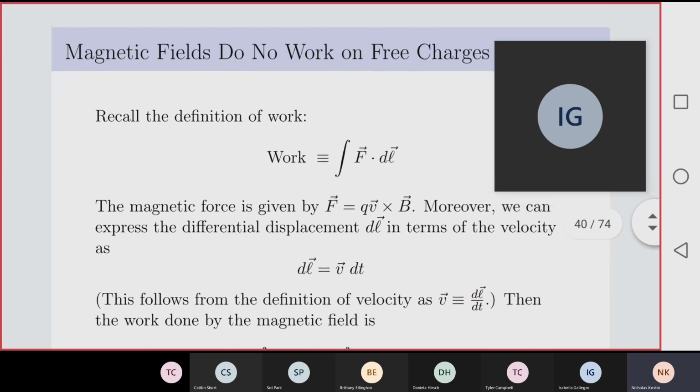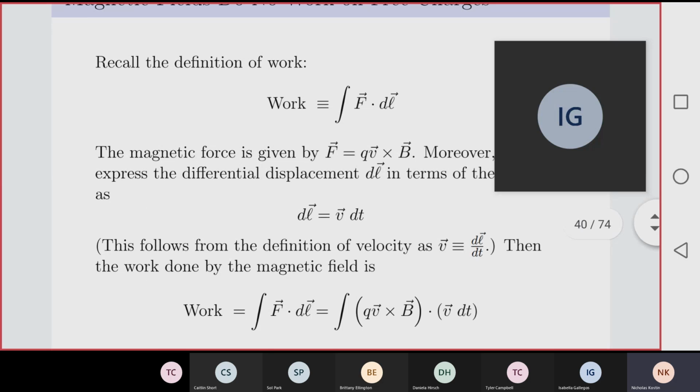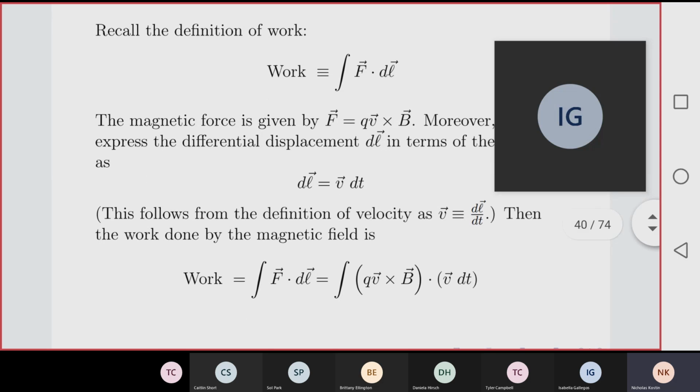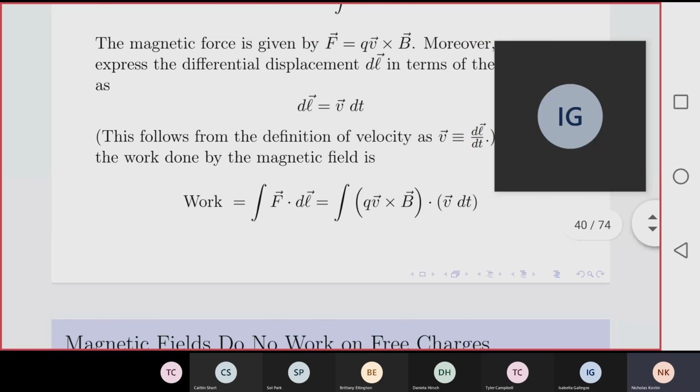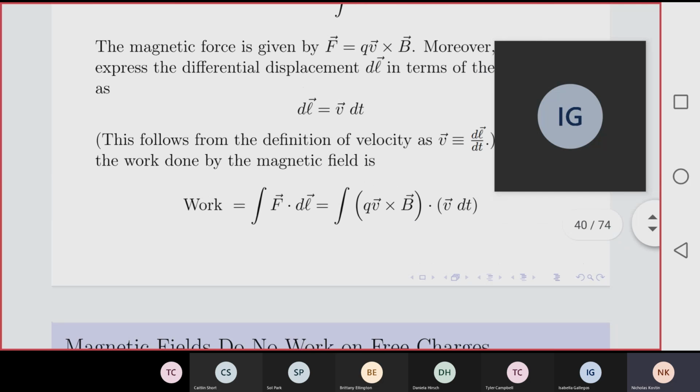And one consequence of the magnetic force equation is that magnetic fields never do any work, because work is defined as the integral of F dot dl, but the F vector is always perpendicular to the dl vector, just by consequence of the cross product, and the dl is parallel to the velocity of the particle.